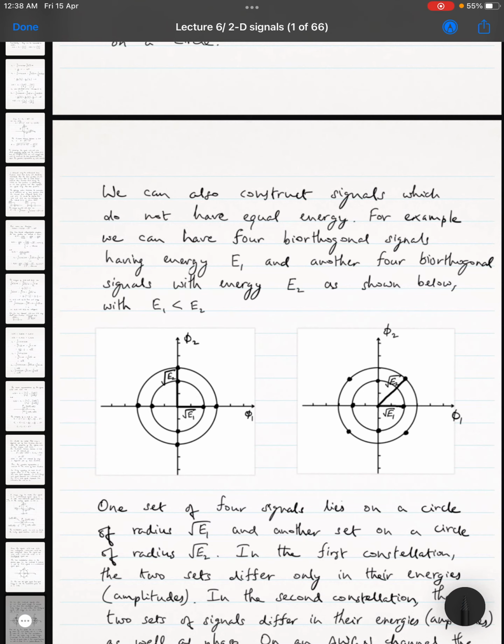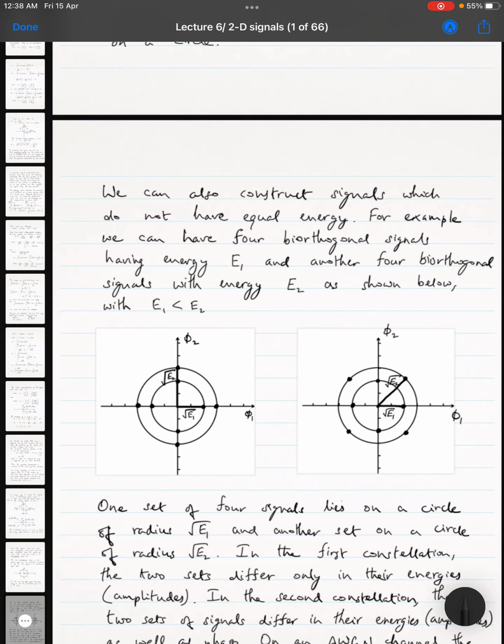4 of the signals are on a circle of radius root E1, and the other 4 are on a circle of radius root E2. So that means the signals on the first circle have an energy value of E1, and the signals on the second circle have an energy value of E2. And clearly the energy E2 is greater than the energy E1. So we now have biorthogonal signals. Okay, there are 4 biorthogonal signals with energy E1, and there are 4 biorthogonal signals with energy E2. So we have a set of 8 signals where we have lifted the restriction that the signals be of equal energy. So we no longer have all the signals of equal energy.